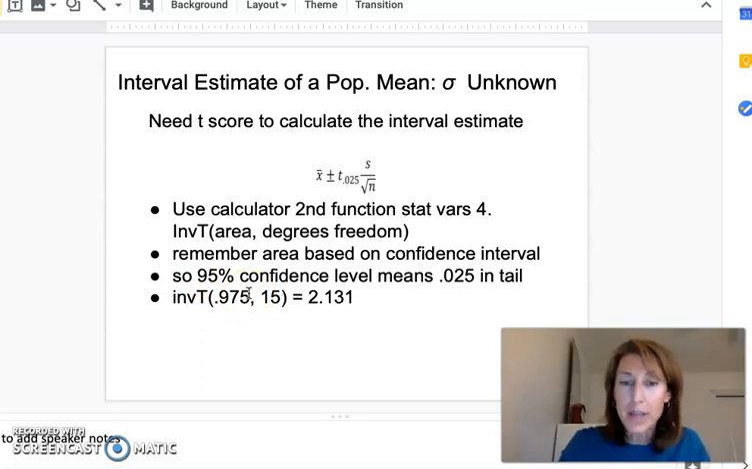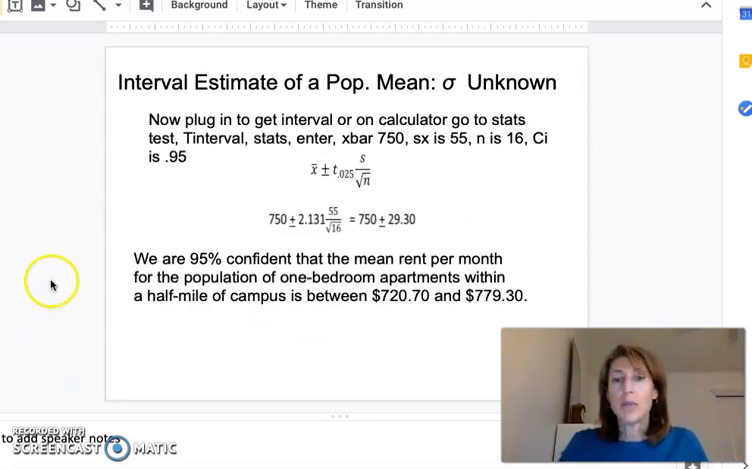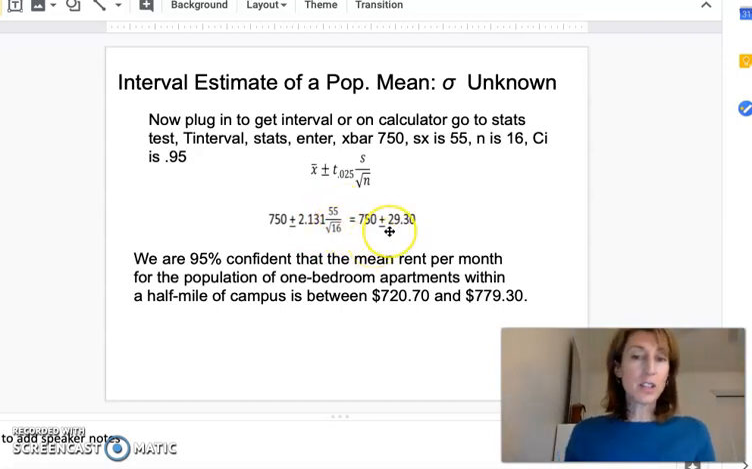Okay, let that sink in for a little bit. Then you put in the degrees of freedom, n minus 1, 16 minus 1, that's 15, and we get a t-score of 2.131. Now it's easier. We plug in x bar, that was our 750 sample rent, plus or minus the t-score we calculated, 2.131, times the standard error using sample standard deviation, 55 over the square root of n, and we get 750 plus or minus 29.3, and that gives us a confidence interval of 720.70 to 779.30. By the way, you can use your calculator for this.